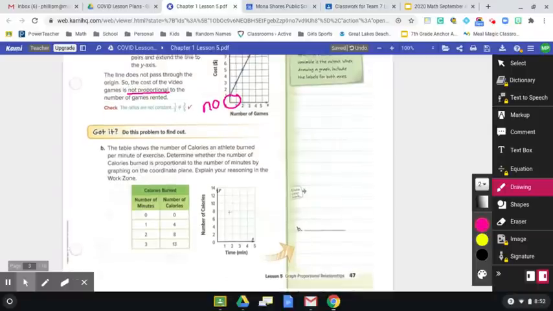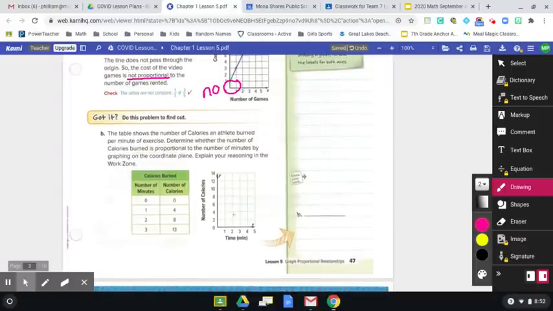Let's try here in letter B. It says the table shows the number of calories an athlete burned per minute of exercise. Determine whether the number of calories burned is proportional to the number of minutes by graphing on the coordinate plane, and explain your reasoning. Let's actually plot the points before we look at the table and try to determine from the table if it's proportional. Let's see if we can tell on the graph.